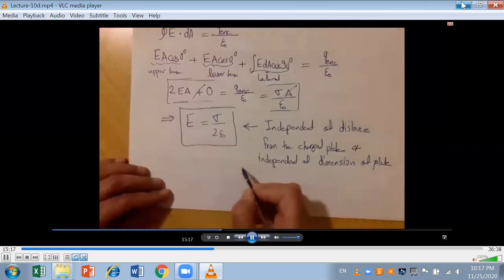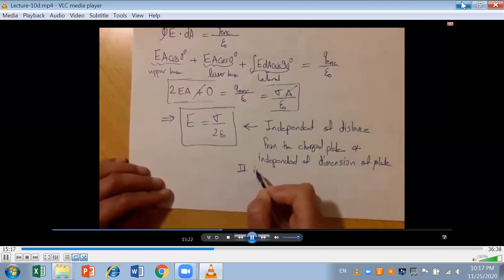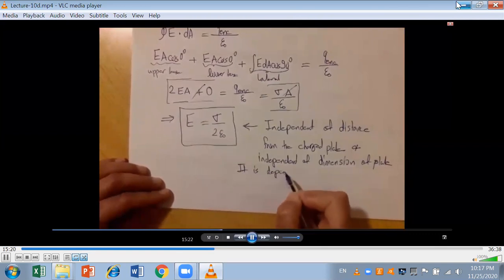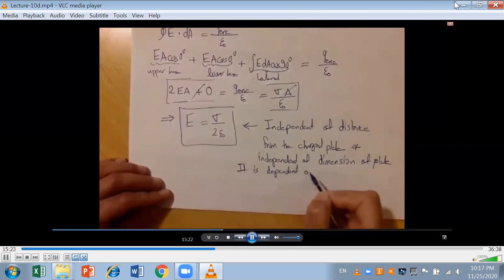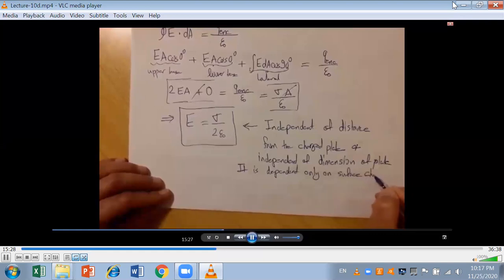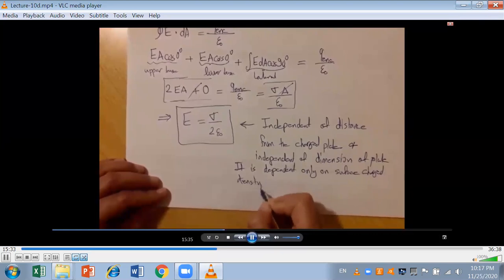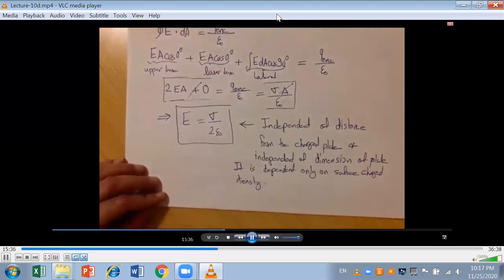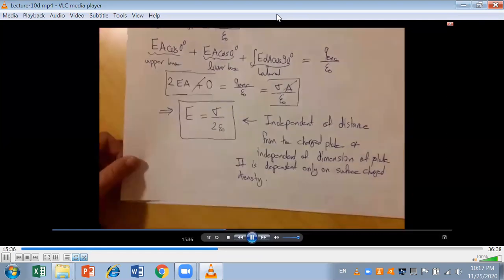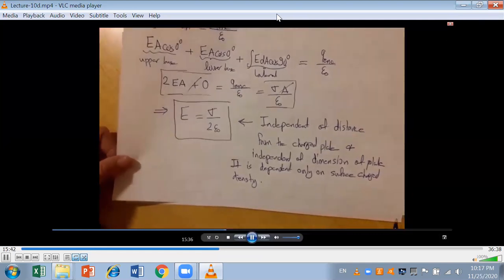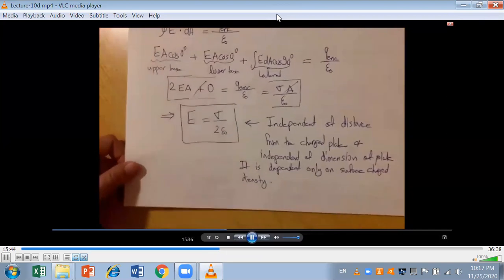It is dependent only on surface charge density. Okay, fine صبايا يا شباب. Okay, هذا هو، we've managed to find the electric field for a plate which is charged by sigma.